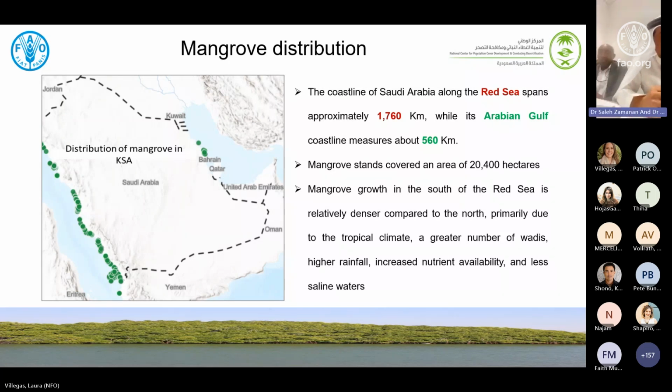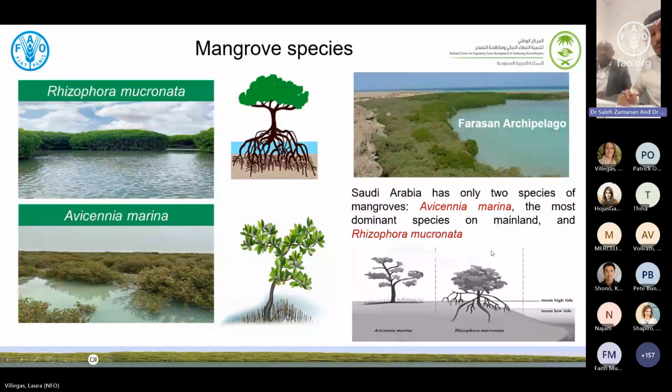Now, I will let our expert, Dr. Mohammed Awad, to explain you more about our strategy, plan, the project. The floor is yours, Dr. Mohammed. Okay, thank you, Dr. Saleh. Next, please. Okay, this picture shows that we have three species of mangrove, Rhizophora and Avicennia.